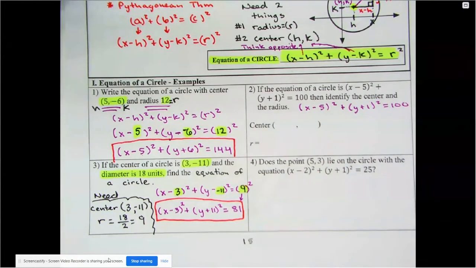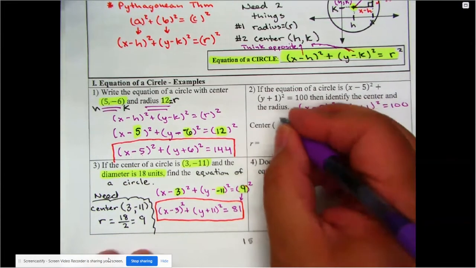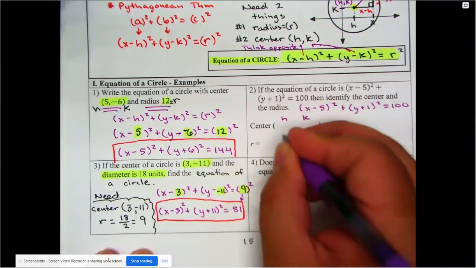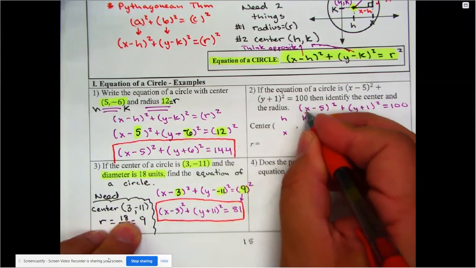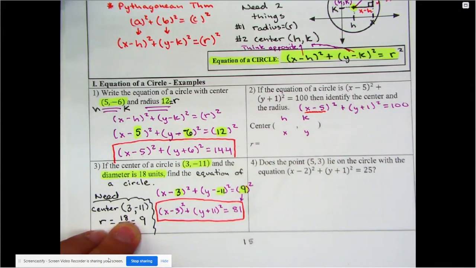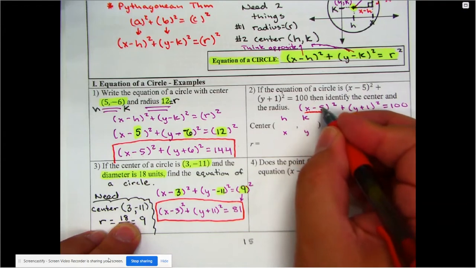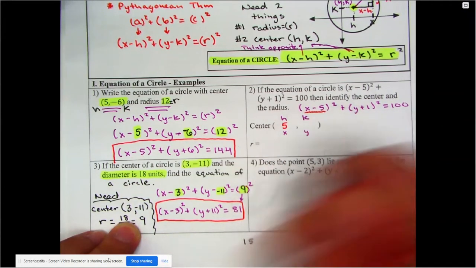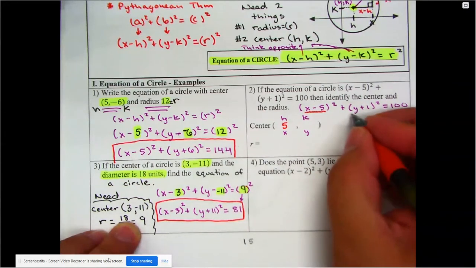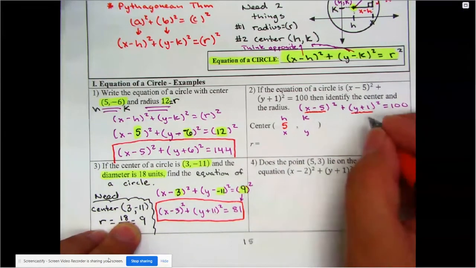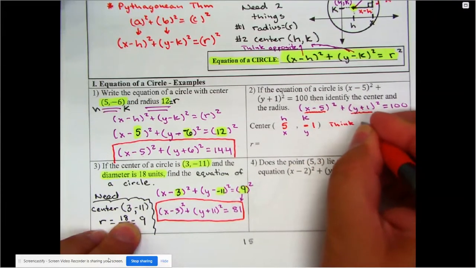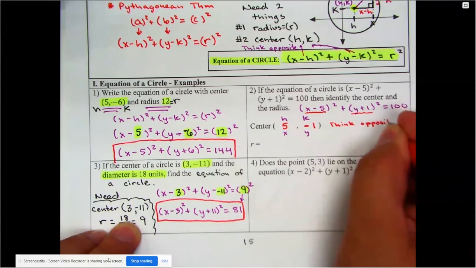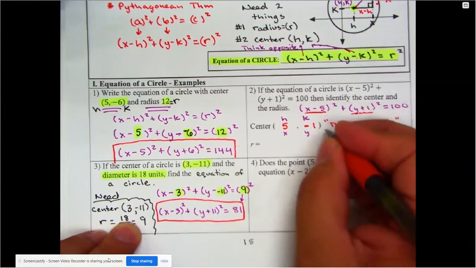Now here's the thing. They said, hey, tell me what the radius is. Remember, this is my h, this is my k, my x and my y. Think of it that way. But when we're thinking of it as x and y, well, I need an x value. So here's where the x is. But we said think opposite. If this says x minus 5, well, then my x value is +5. If my y value says +1, then my y value is actually -1, right? Because we think opposite when we're doing the center.